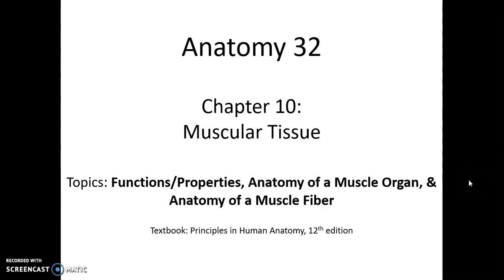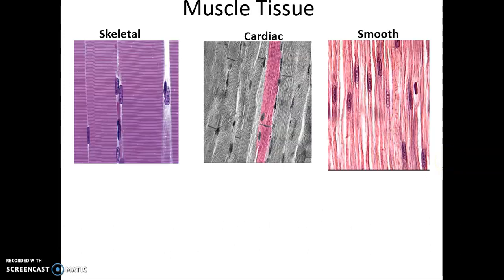Anatomy 32, Chapter 10, Muscular Tissue. Topics: Functions, Properties, Anatomy of a muscle organ, and Anatomy of a muscle fiber.